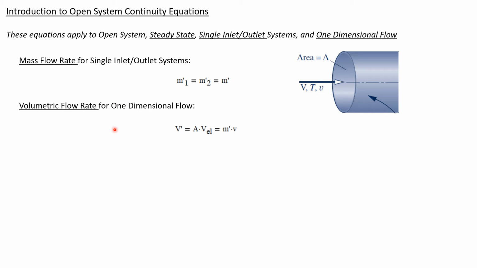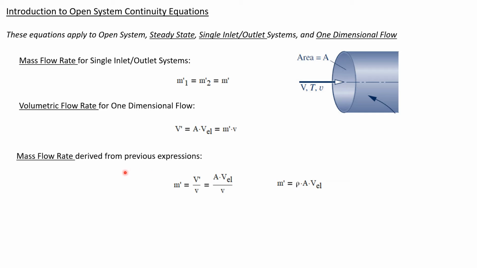The volumetric flow rate for one-dimensional flow can be said to be this: the volumetric flow rate is just the area times the velocity, but it's also the mass flow rate times the specific volume. And the remaining continuity equations are just derived from the first two. So they're just rearrangements of the information we've already seen.